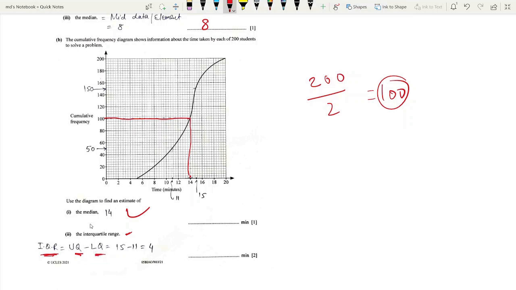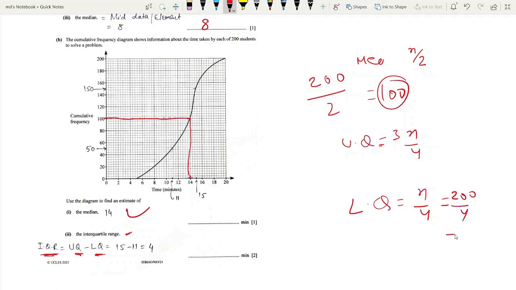So how can we find upper quartile, guys? For median we are writing n over 2, and for upper quartile we have to find 3n over 4, and for lower quartile we have to find n over 4. N means total numbers, which is 200. So 200 over 4, this is 50, and this is 3 over 4 times 200, which is 150. So we have to find the value of the 50th position and the 150th position.